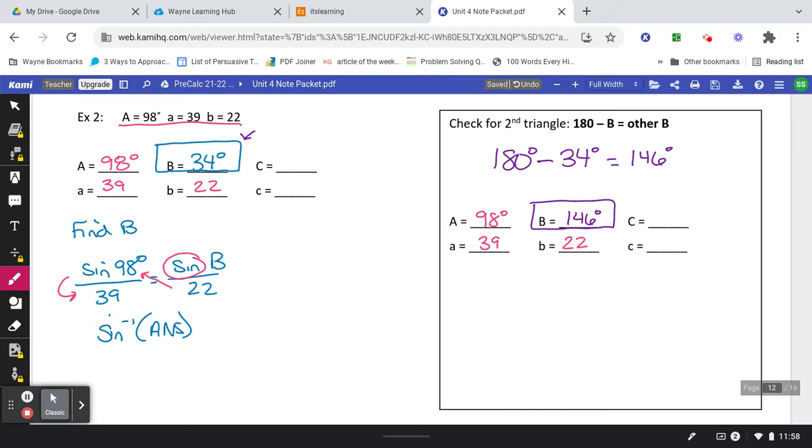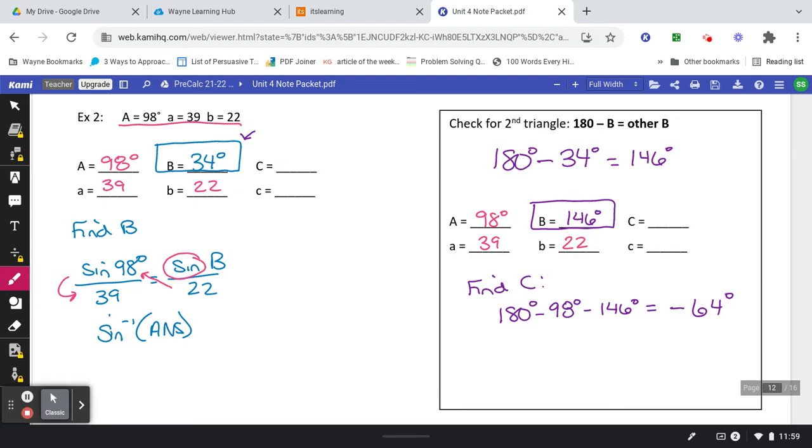Now, I don't know if I have a second triangle yet. What I need to do is actually try to find that last angle C. So to do that, we would do 180 minus the A that I know, minus the B that I know. Let's see what that gets me. When you subtract those from 180, you actually get negative 64.